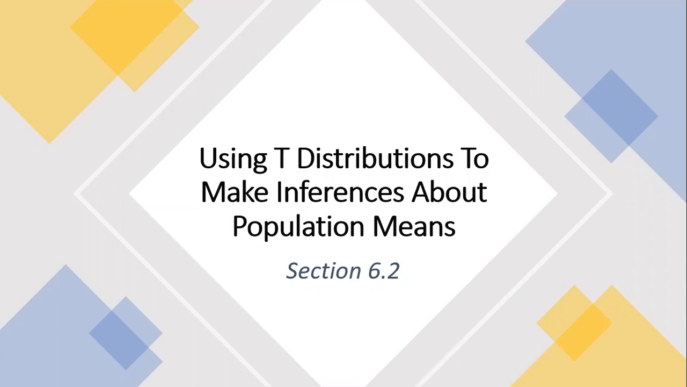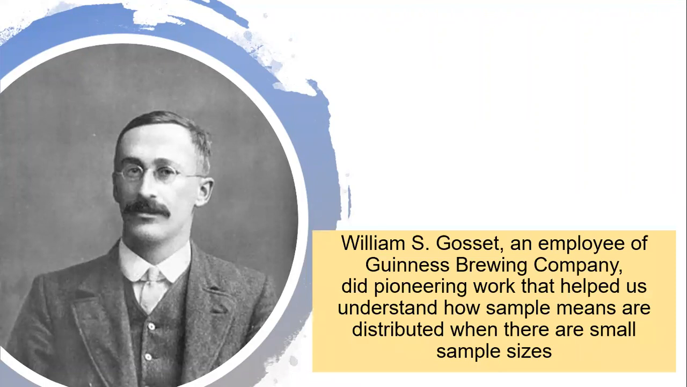First, let's discuss the idea of the t-distribution. On your screen here, you see a picture of a man named William Seeley Gossett. He was an employee of the Guinness Brewing Company around the turn of the 20th century. In the early 1900s, Gossett did pioneering work that has helped us to understand how sample means are distributed when there are small sample sizes.